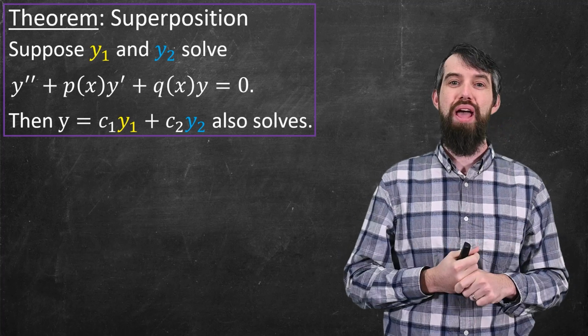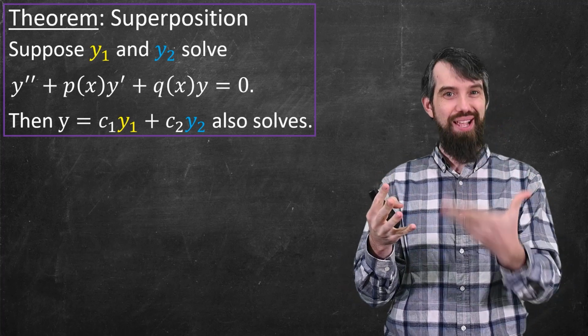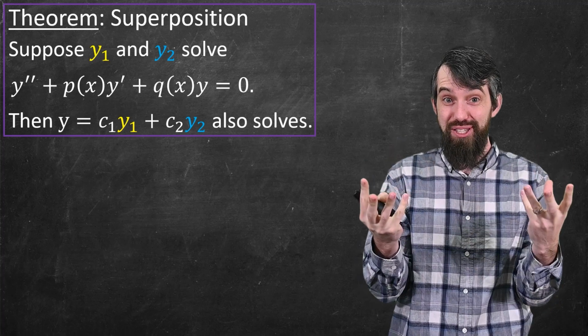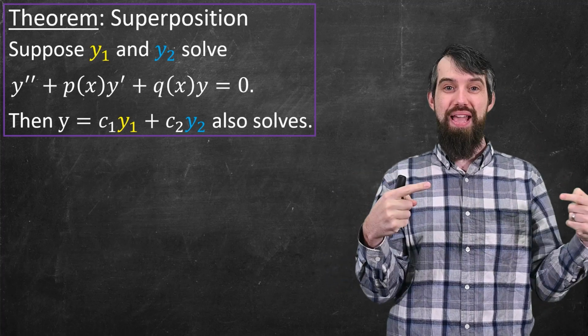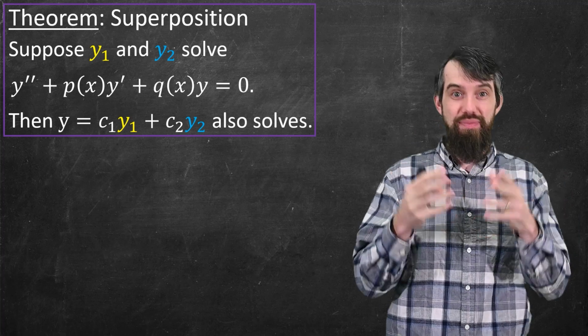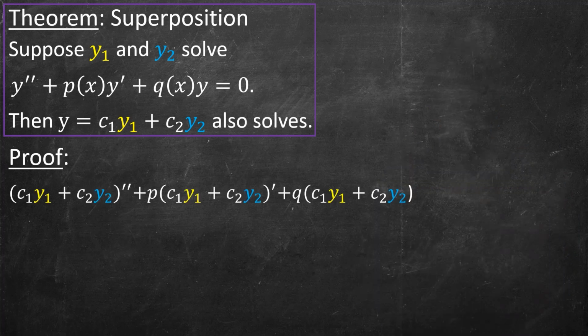Previously, we might have talked about how if you have a solution, you can multiply it by any constant, but now we're saying we can take two different solutions, multiply each of them by any constants, and add them together, then indeed that's going to be a solution. The proof of this is pretty straightforward, but I need a little bit of space, so I'm going to step away. What we're basically doing is we're taking that c1y1 plus c2y2 and plugging it into the differential equation.